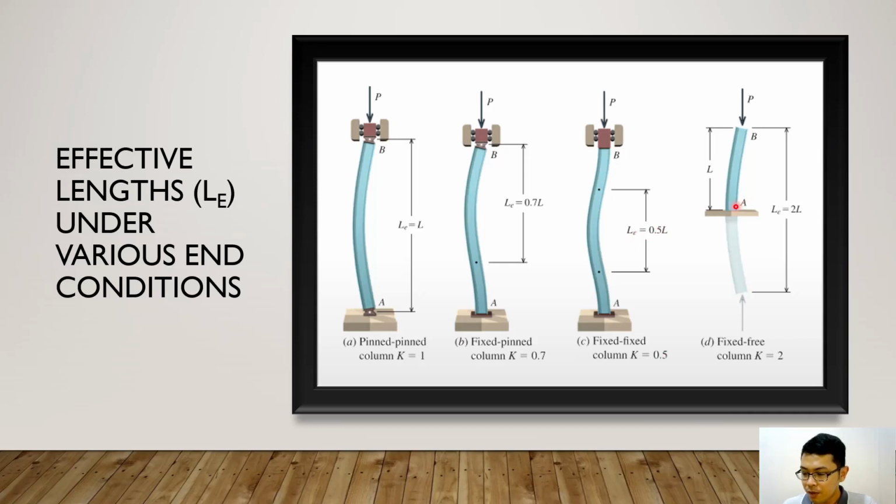All right, what if our column is fixed on one end and free at the other end? Then our K is equal to 2. And it's as if the column here is simply considering 1/2 of a total column that is free at both ends, such that the total effective length would be 2L, and that's where we have K is equal to 2. So these are the effective lengths of our columns under various end conditions and their corresponding effective length factors as what you can see here down below.